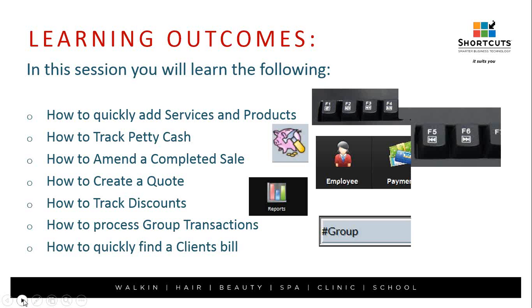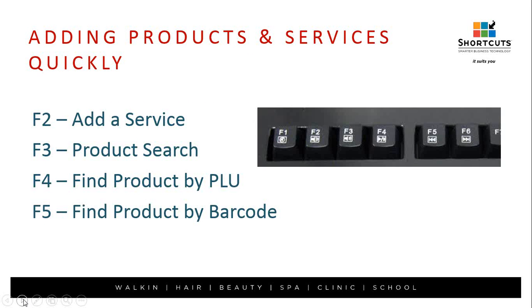Adding products and services quickly. I don't know if many of you are aware, but we have some F key functions within shortcuts, and by clicking on these F keys, it brings up a box and gives you different options. For example, if we click on F2, it then takes us straight through to the service selection screen.